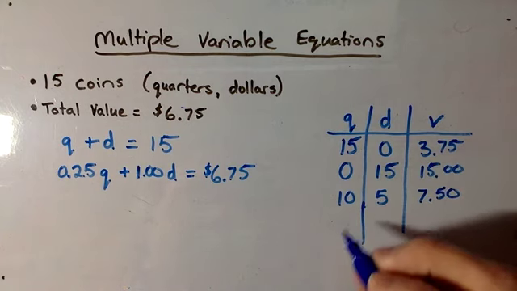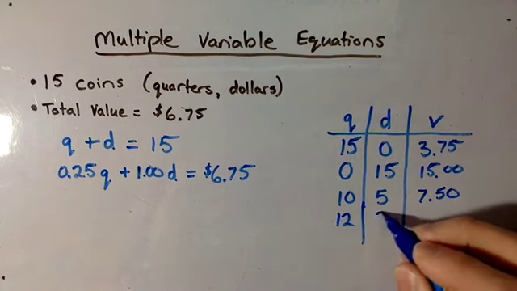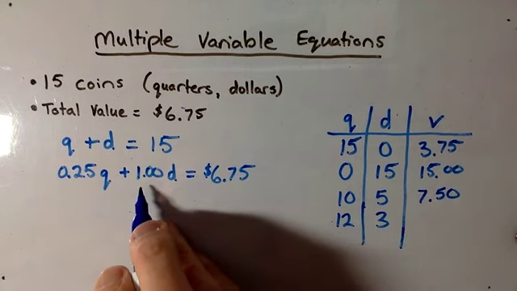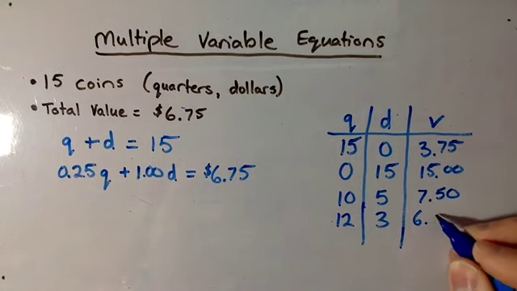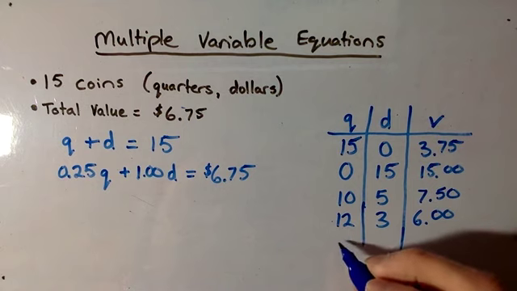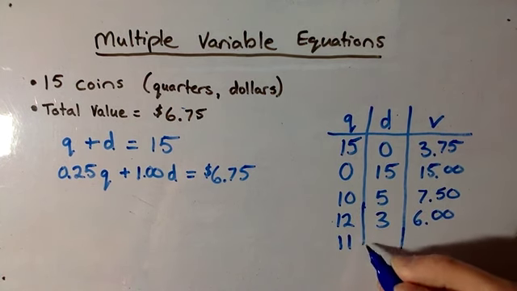We need more quarters than that. What happens if we try 12? Well, if we had 12, that would mean we'd only be able to have 3 dollars, so 12 times 0.25 would give us $3, and then 3 times $1 would also give us $3, so $3 plus $3 is $6. So we're a little bit high here and a little bit low here, but you can tell we're getting close, and I'm pretty sure you can now guess what our actual number is. So between 10 and 12, the only number we have is 11.